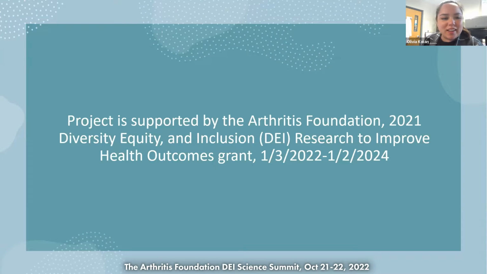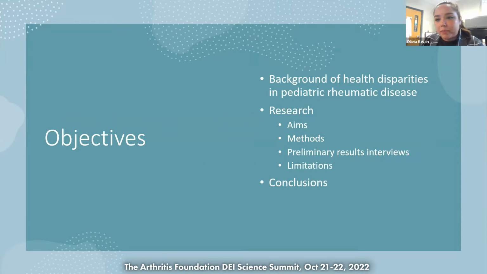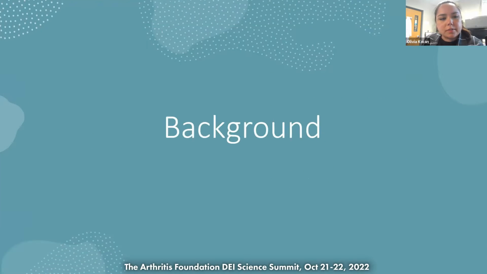So our objectives today, I am just going to briefly talk about some background of health disparities in pediatric rheumatic disease, very briefly, especially given the topic of the summit today. And then we'll be talking about my research with some aims or methods, some very preliminary results that we have, and discuss some limitations and conclusions.